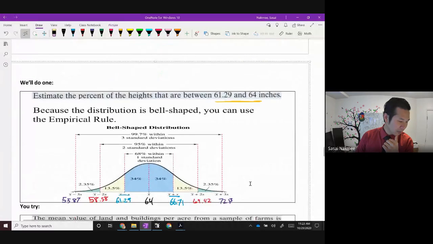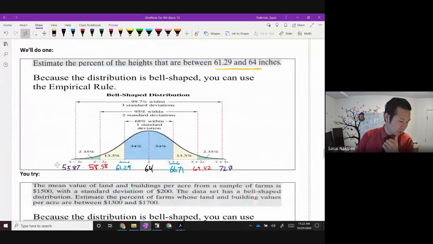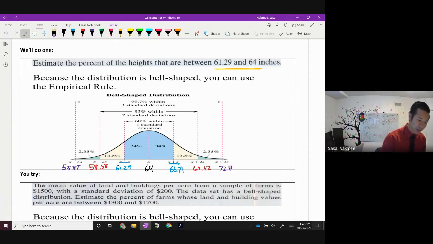Does anyone have questions on how I got these numbers right here? Are you okay with how I got the 66.71? Are you okay with the 69.42? Are you okay with these in purple and red? Does that make sense or no? If you have a question, now's the time to ask. How did you get these numbers in blue, red, and purple? How did I get those numbers, guys?